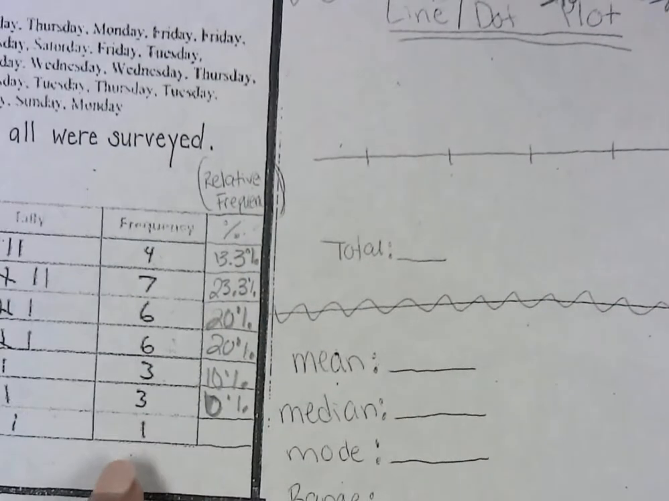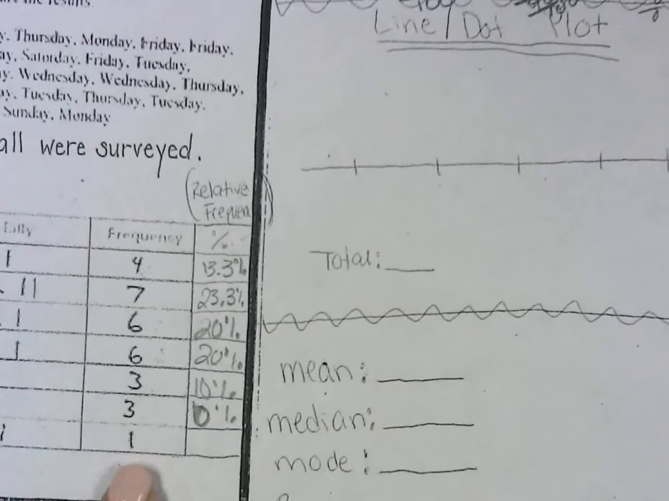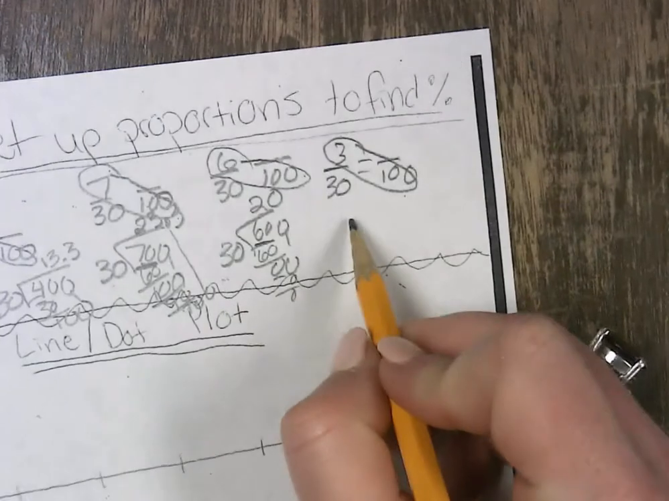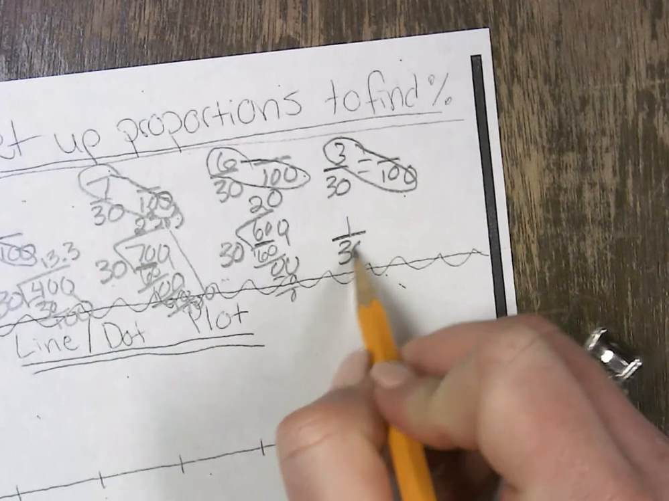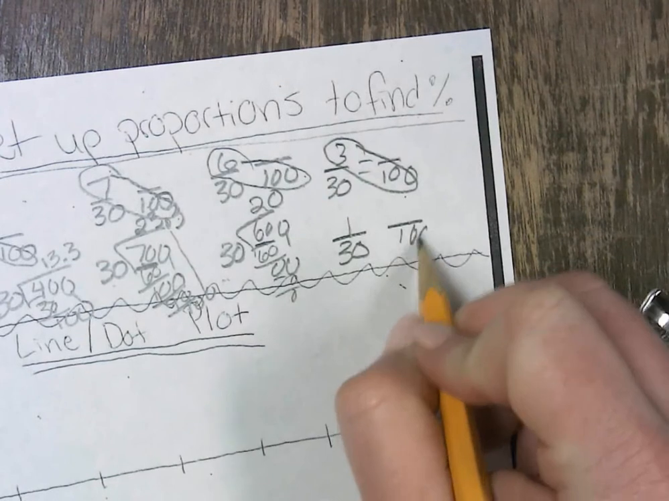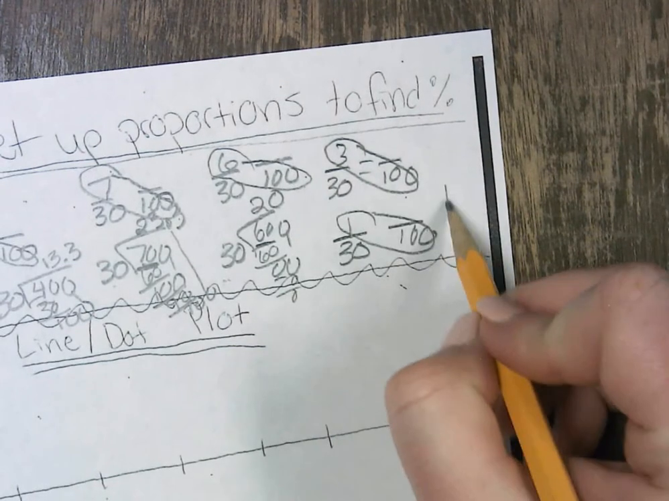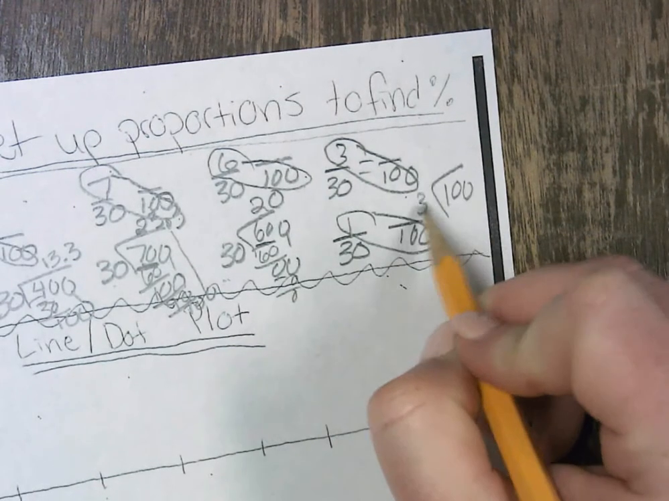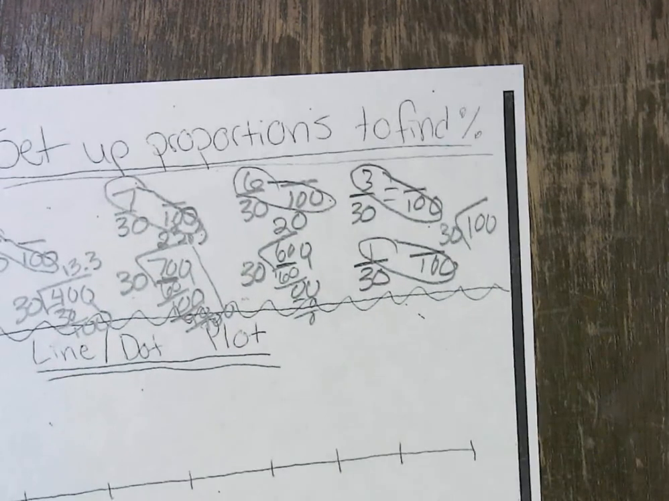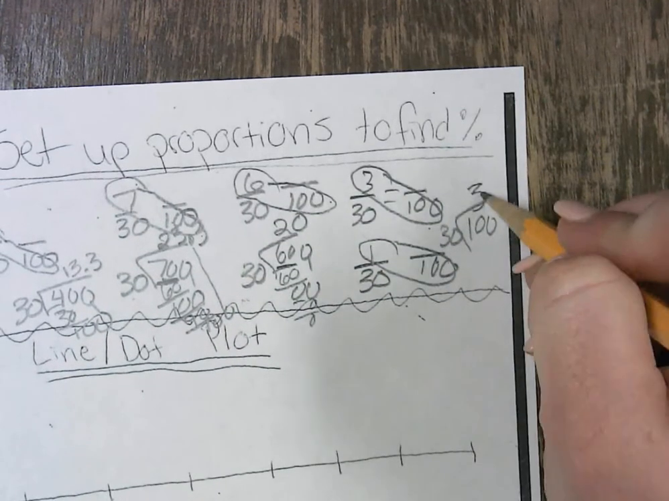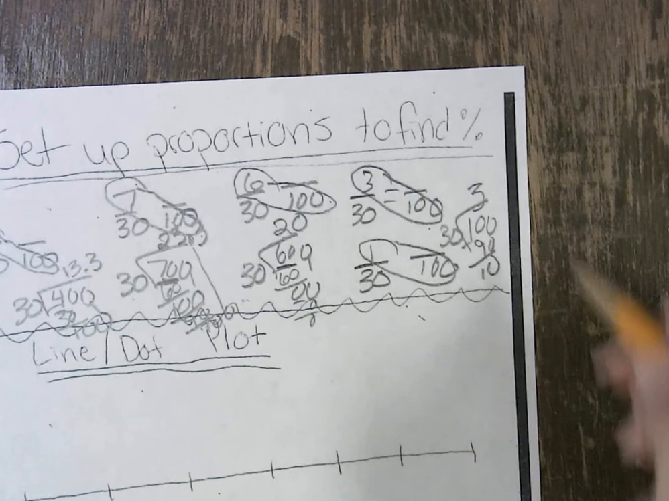And now 1 person. So let's go over here and set that one up. 1 out of 30 people were born on Sunday. We want to find percent. So when we cross multiply, what's 100 divided by 30? Well, 30 goes into 100 3 times. 3 times 30 is 90. I have to decimal drop.